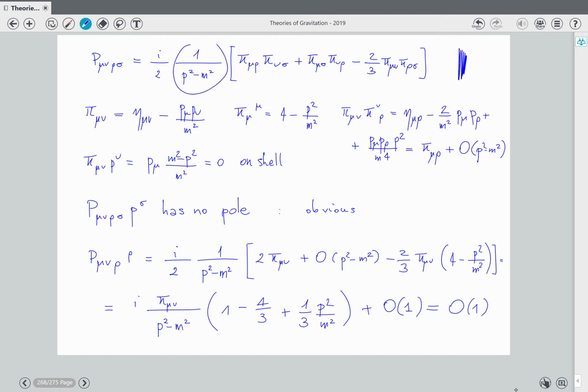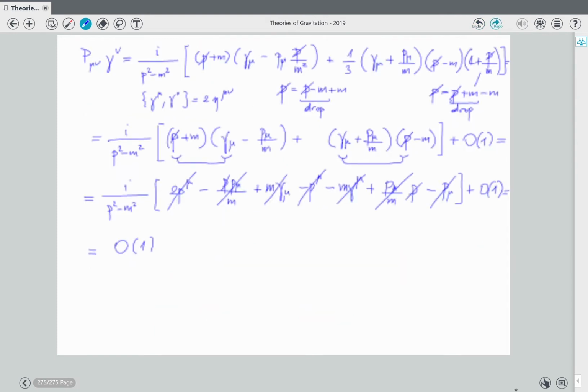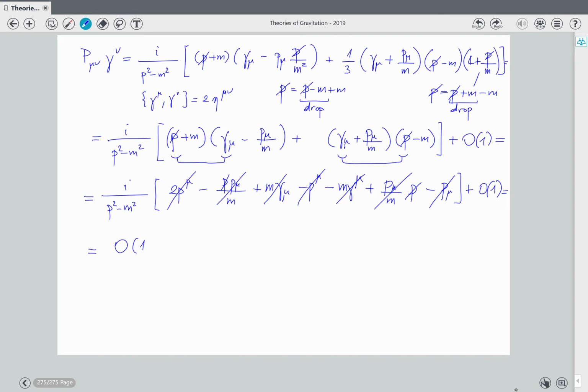So 1 divided by p squared minus m squared. Then you write down the most general thing that you can write with p mu and delta mu nu, or eta, with the right symmetry properties. And then you just impose that this has no pole on shell. That's it. And then you will find this propagator uniquely with no other thing. And then when you invert that propagator, you will find the Pauli fields action.